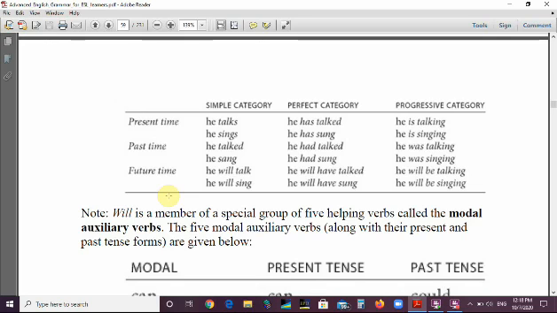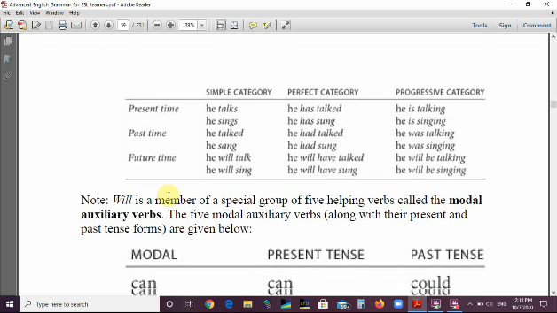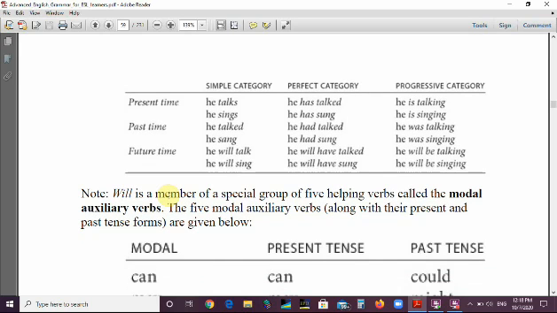So we have present time, simple, present simple, he talks, he sings. Perfect, present perfect, he has talked, he has sung. Progressive, present progressive, he's talking, he's singing, and the same with the past and future time. He talked, he sang, he had talked, he had sung, he was talking, he was singing. Future, he will talk, he will sing, he will have talked, he will have sung, he will be talking, he will be singing.